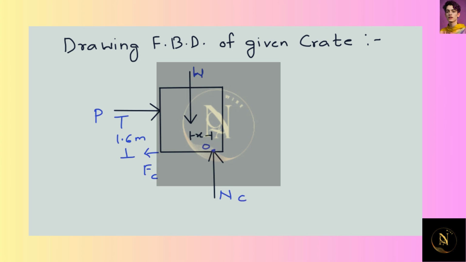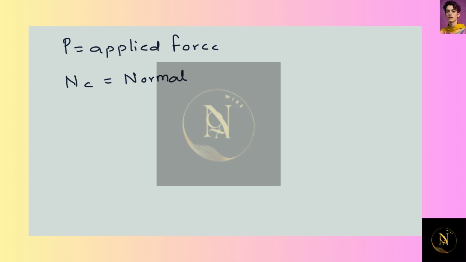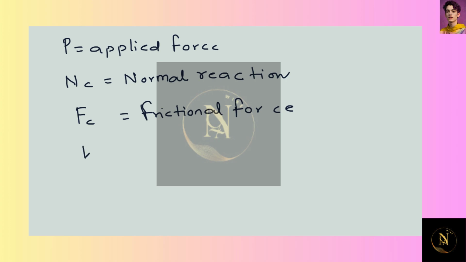Now going further, we will write the notation. P is equal to applied force, Nc is equal to normal reaction, Fc is equal to frictional force, and W is equal to weight of crate.